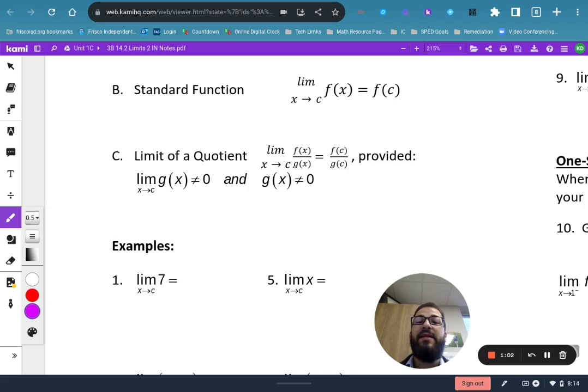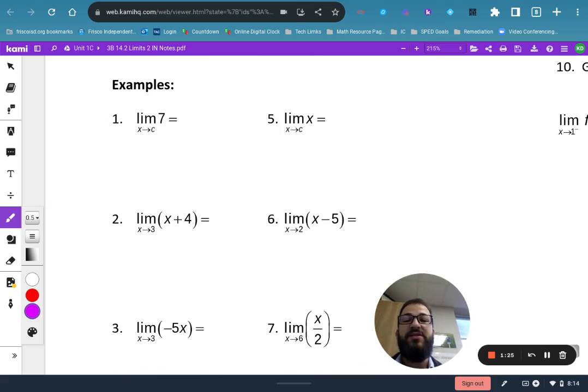Last but not least, the limit of our quotient, the limit as x approaches c of f of x over g of x, we would plug that value c into all the x's in our function, provided that when we plug it in, whatever is on the bottom doesn't equal 0. If it equals 0, we're going to have to do that little extra work that we did last class where we might have to simplify or do something else. So let's look at some examples.